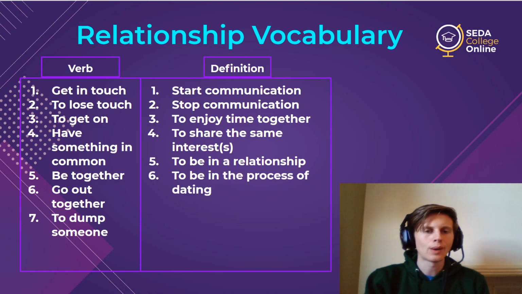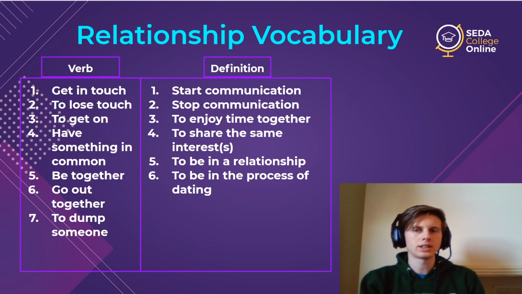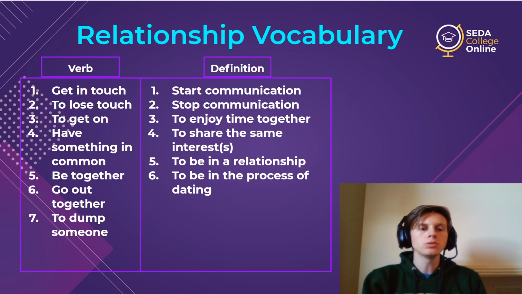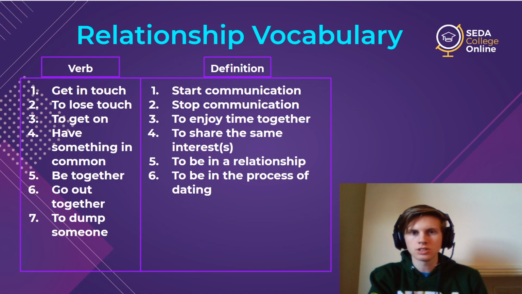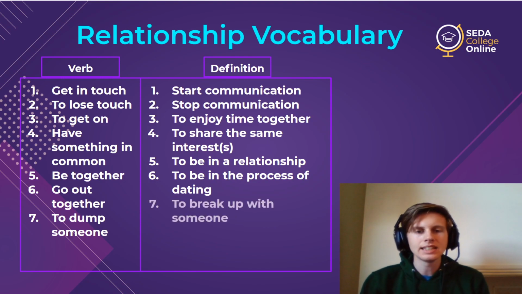The next, to go out together, is to be in that process of dating. So you can go out together and not be together. Many people will say, yes, that is true. So it's about the different ideas. We are together is, we agreed, we are in a relationship. To go out together is just, oh, we go for dinner, maybe the movies, come back. It's that beginning process.